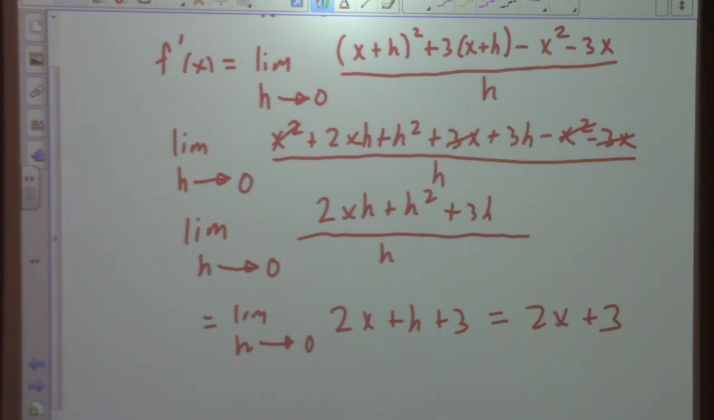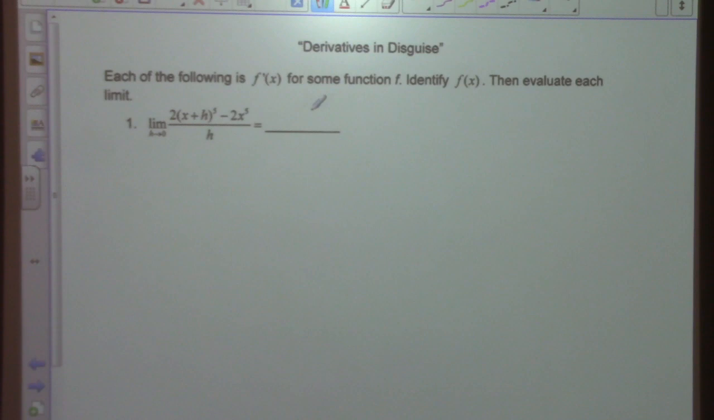Okay, very good. Let's go to this next section, which is derivatives in disguise. It says, identify f of x, then evaluate each limit. I don't want to do all of these, I just want to identify f of x in these. On this number 1, what is f of x equal to? 2x to the 5th. Okay, yeah, that's it.